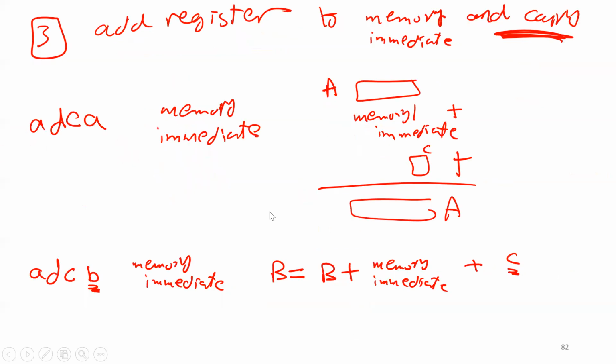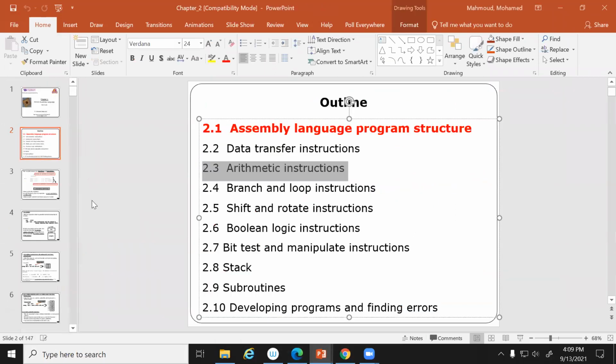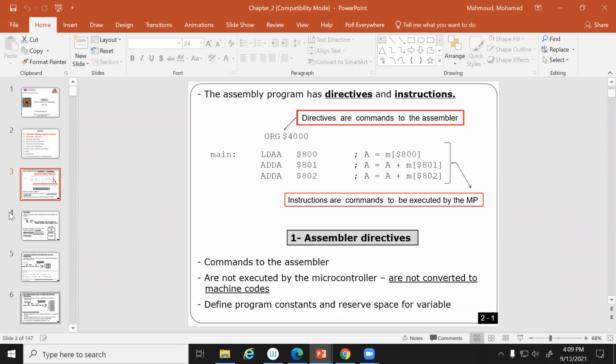Before I give you examples, the best way to understand this part is just to go through the examples. If you can understand the examples, this would be great.